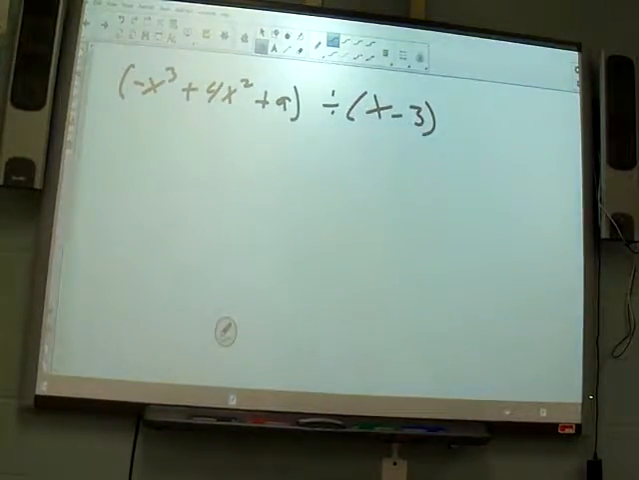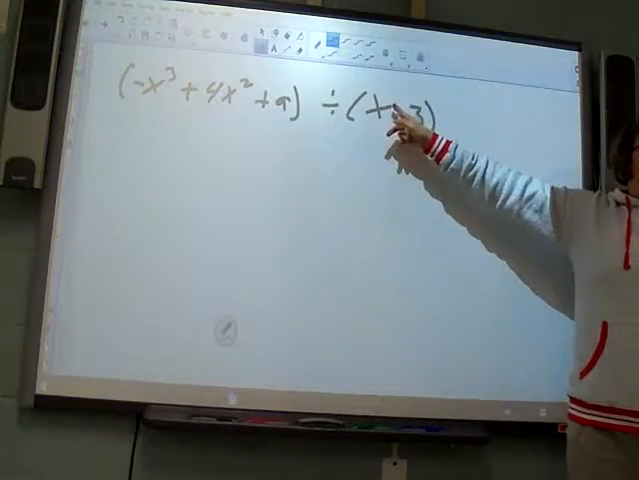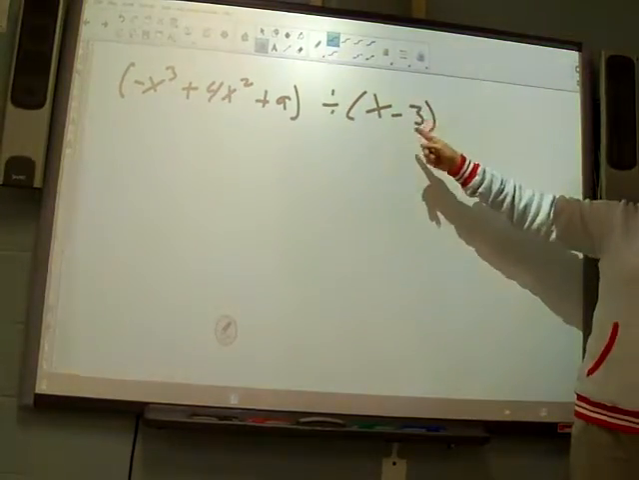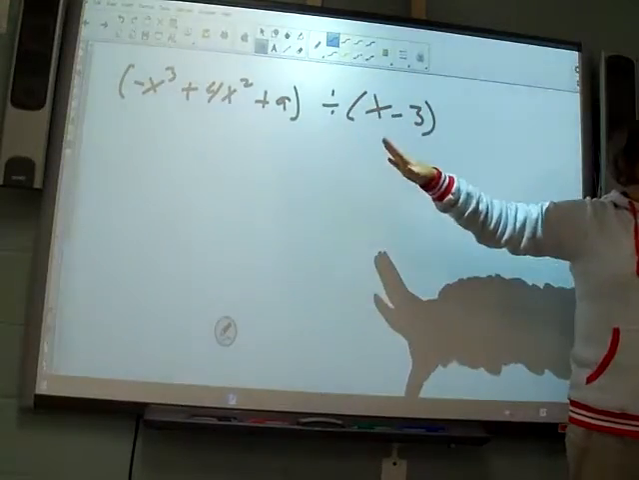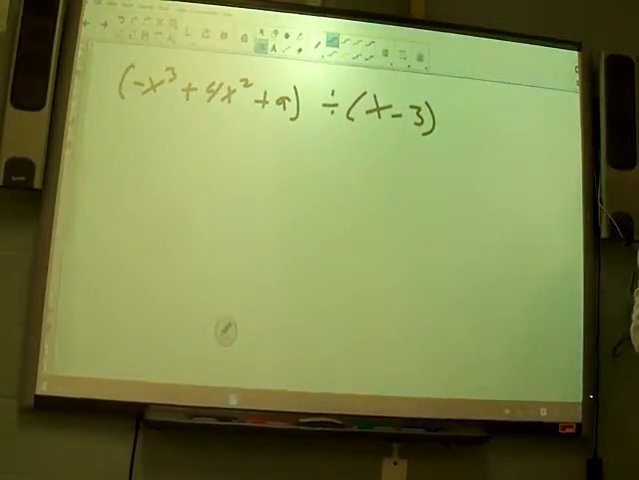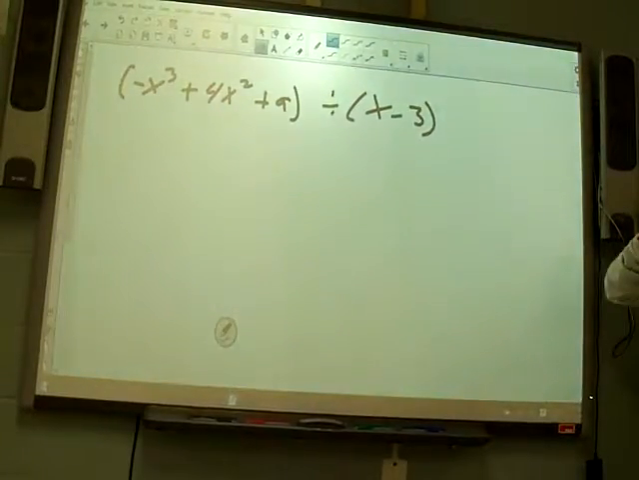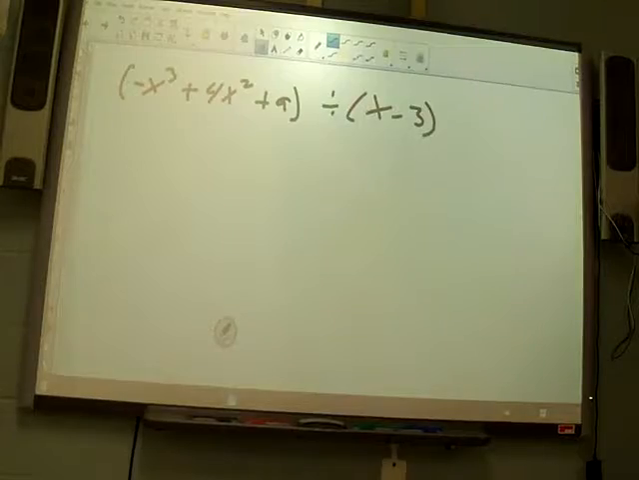On the last one, we divided by something that was squared. Remember, we divided by x squared plus 3x plus 2. If you divide by something that is bigger than the first power, you have to do long division. But right now, we're dividing by just x minus 3. That's x to the first power, so there's a shorter way. Anytime you're just dividing by an x to the first power, not anything squared or cubed, there's a shorter way. It's called synthetic division, and it takes the letters completely out of it. We only have numbers.